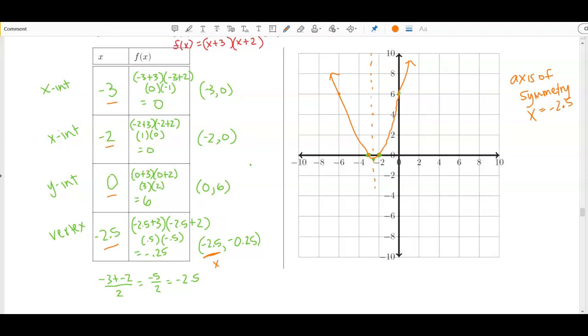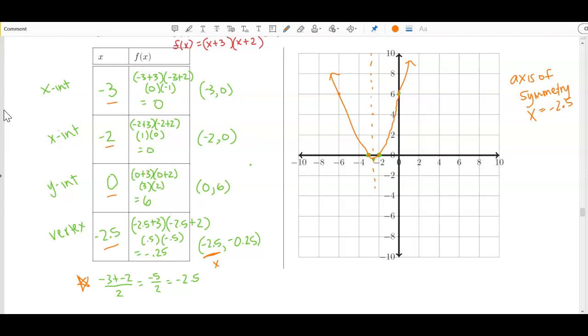Yeah, so the vertex is always going to be halfway between our x-intercepts. So that's what I did right down here. I took my -3 and my -2, and I found the average between them. So -3 plus -2 all divided by 2, because the average of them is going to put it smack dab in the middle. If I have -2 and -3, -2.5 is right in the middle of those two. But sometimes it's a little bit more difficult to figure out where that's going to be.